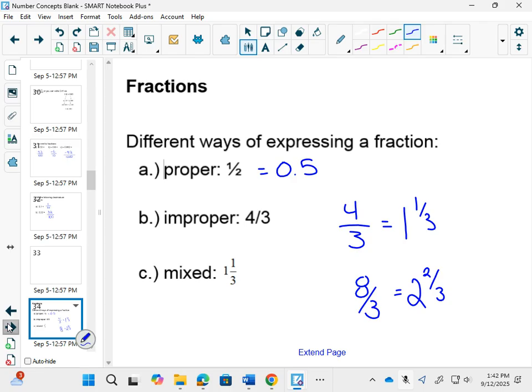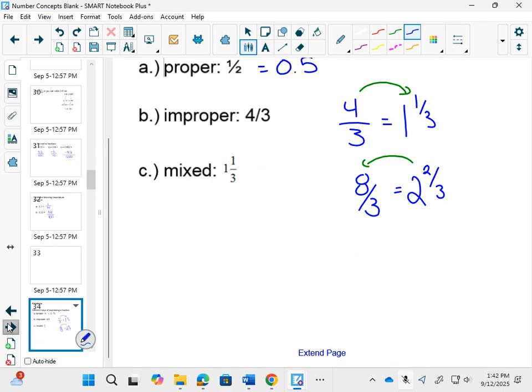How many are left if I take 6 out? I'm left with 2. So this becomes 2 full 3's, and then another 2 left, so 2 2/3. So sometimes you have to switch this way to this way, and sometimes we'll have to work backwards. So I'm going to give you one just to try here.